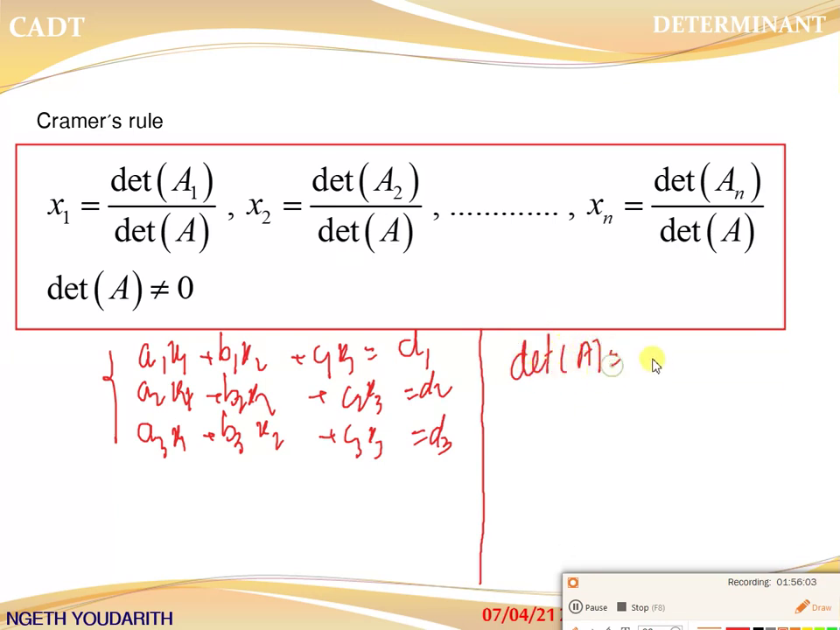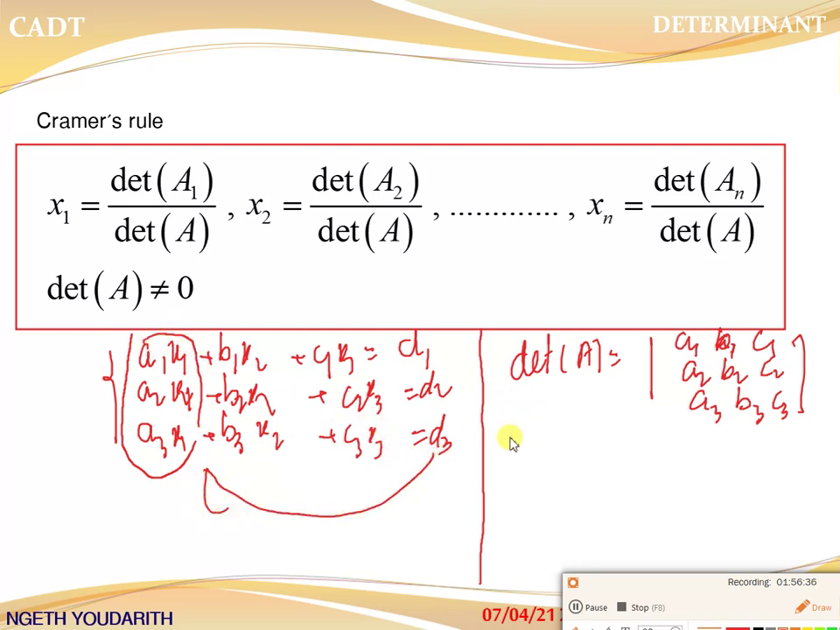The determinant of A is equal to A1, B1, C1, A2, B2, C2, A3, B3, C3. This is the determinant of this one. Determinant A1 means we want to find x1. So we omit this column, and we take this one to fill in here.